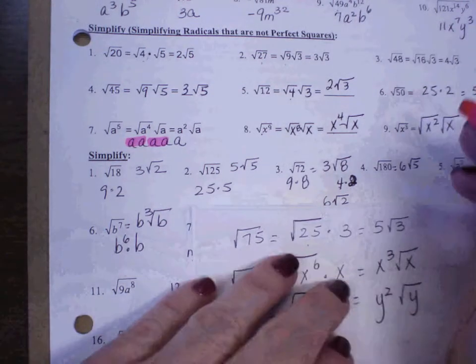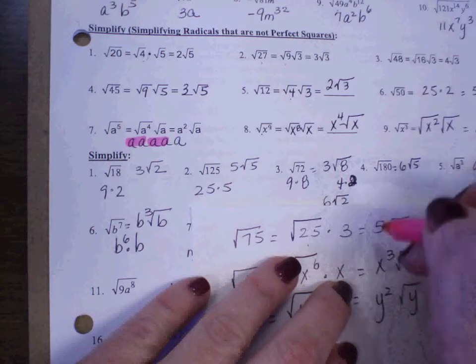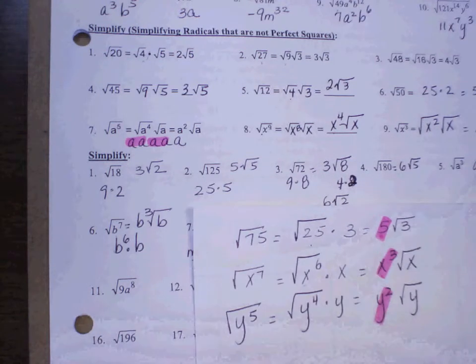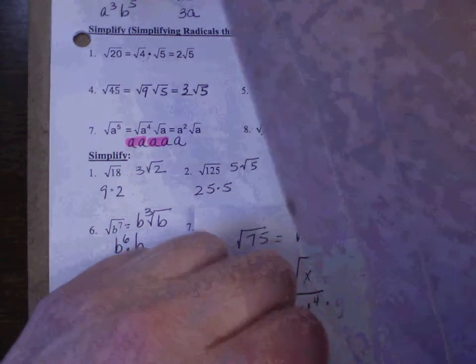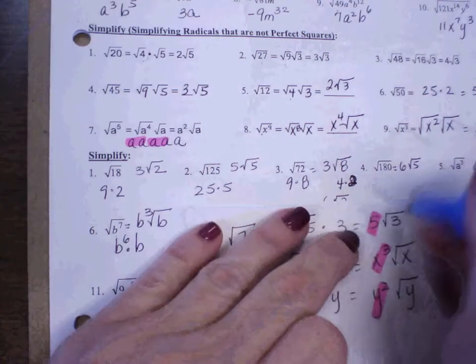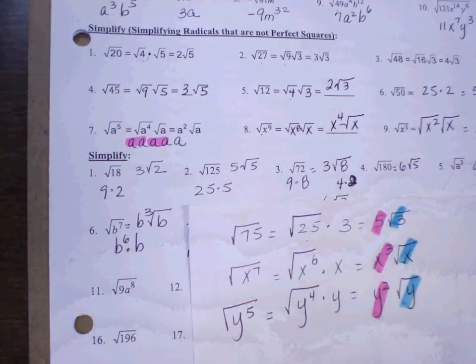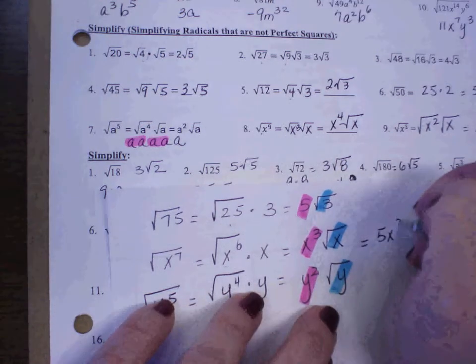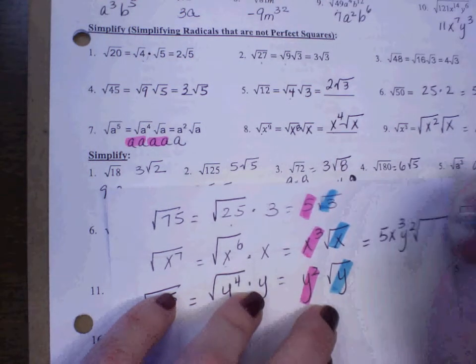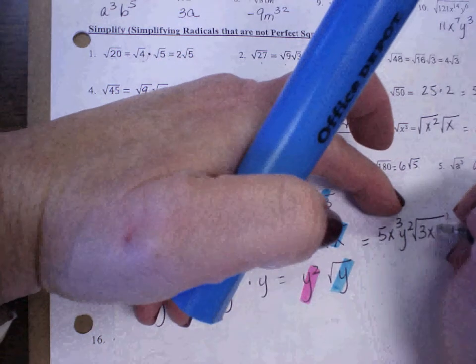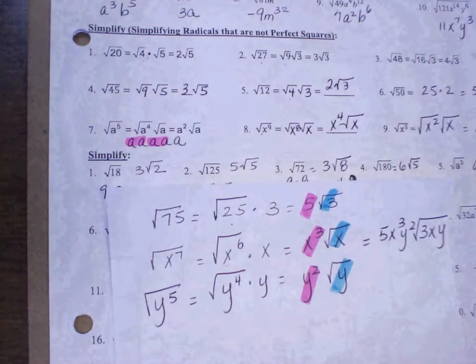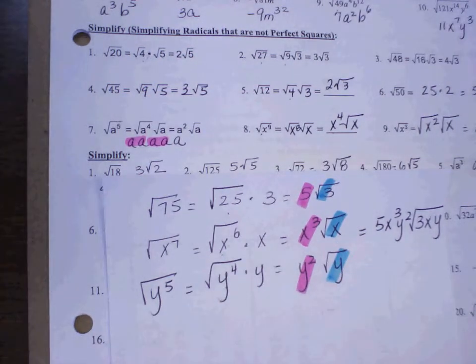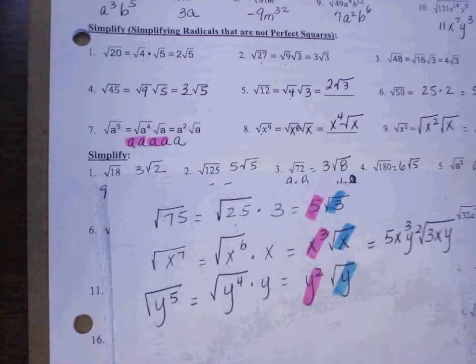So this is what I'm going to do. Everything that's outside, I'm going to put outside, and everything that's inside, I'm going to put inside. So the only other thing that I need to do is put all of those together, and then all of these ones together. So what's my answer? 5x^3y^2, square root of 3xy. Are you with me?